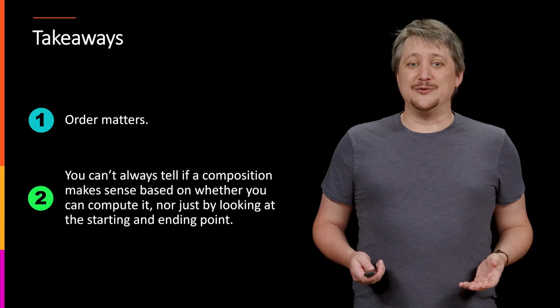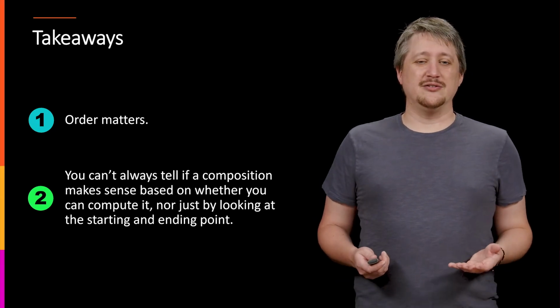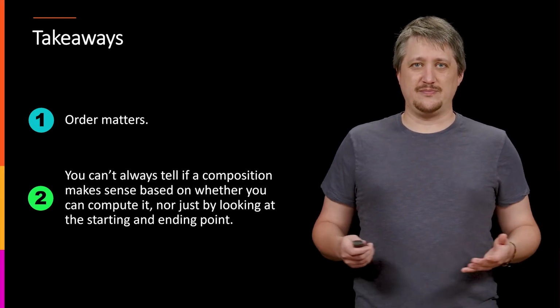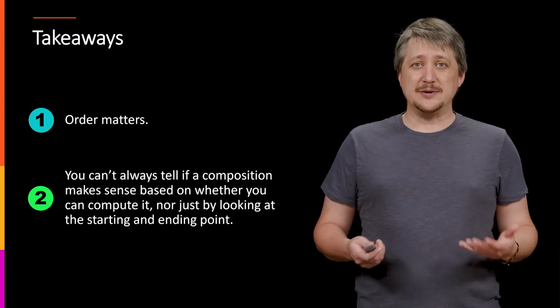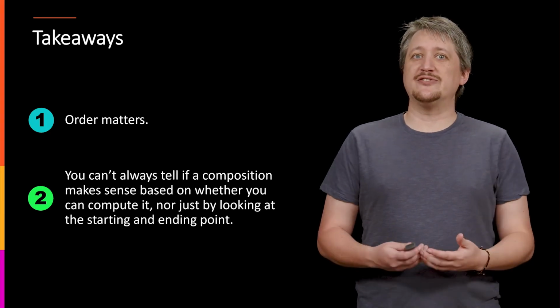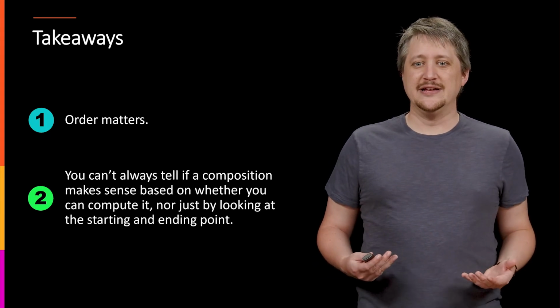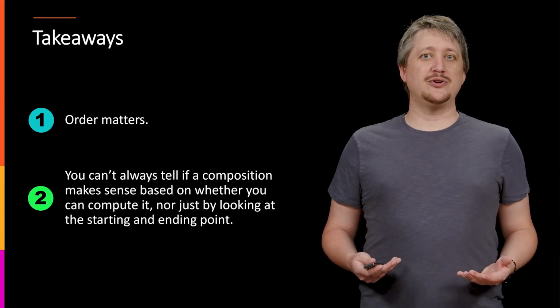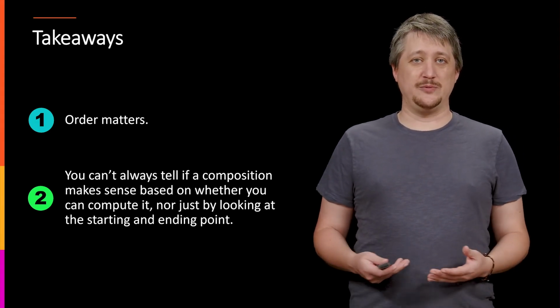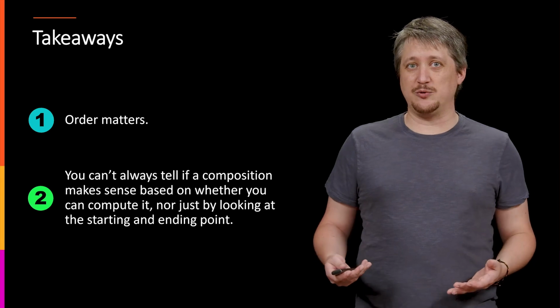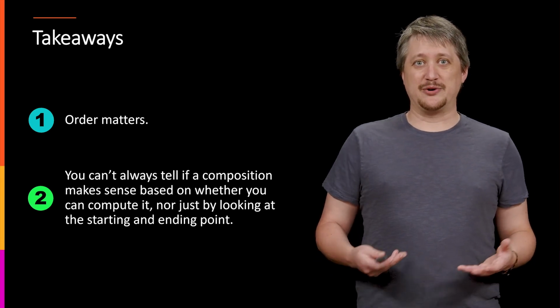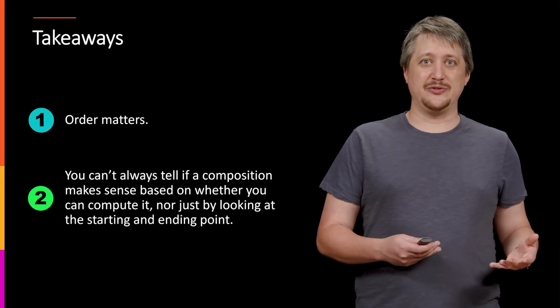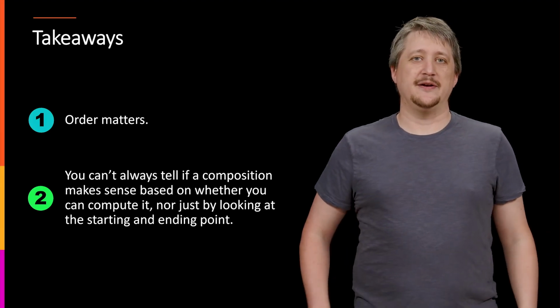The second thing, though, is that you can't always tell if the composition makes sense just by looking at it, right? You can compute it almost always. You can always get a rule at the end, but that doesn't tell you if what you're looking at makes any sense. It could be completely nonsensical, like in our example where we were trying to put in the number of bricks you can buy in place of the amount of time that goes by, okay?